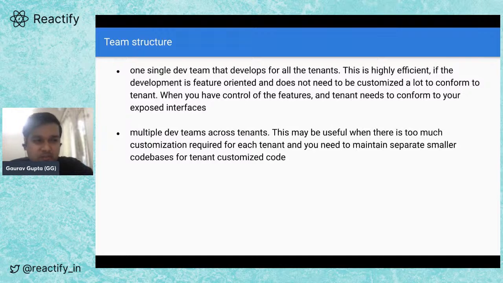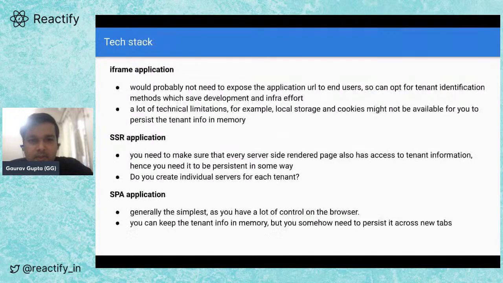Another smaller concern is team structure. In tenant oriented development, if you have a lot of customizations that need to happen for every tenant, you might choose to have one small dev team per tenant, and one team which is taking care of the common code base. While if it is feature oriented development, generally it makes sense to just have one single team which looks at everything, because that team does not really need to know about every tenant or the customizations across tenants, because they only need to care about customizations and features that the product can control.